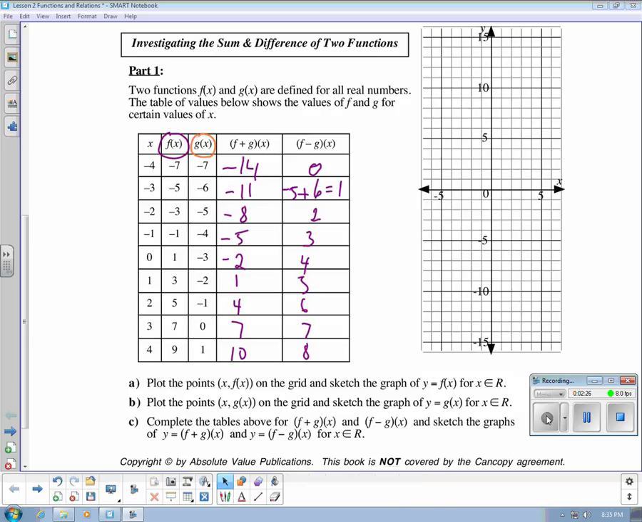We need to graph in one color the graph of x versus f at x, then the graph of x versus g at x, then the graph of x versus f plus g at x, then the graph of x versus f minus g at x. So you've got some graphing details to handle there. And then before we get graphing, we'll just take a look at the flip side.